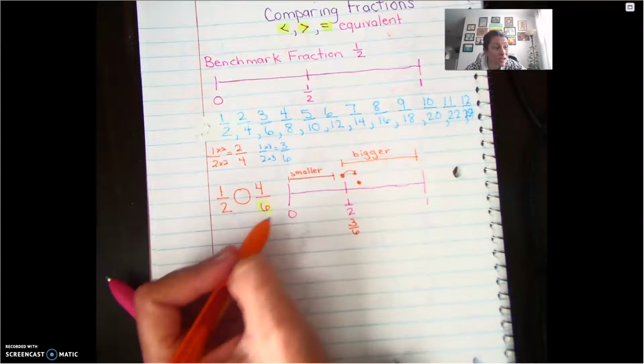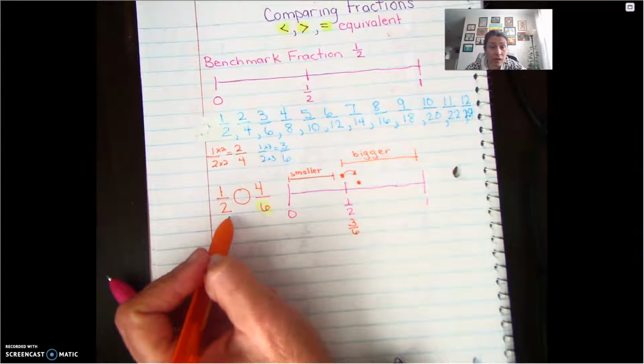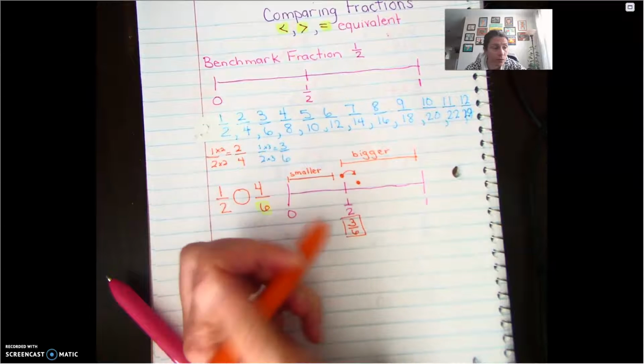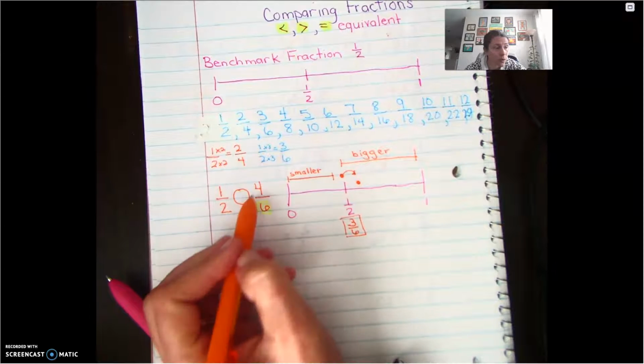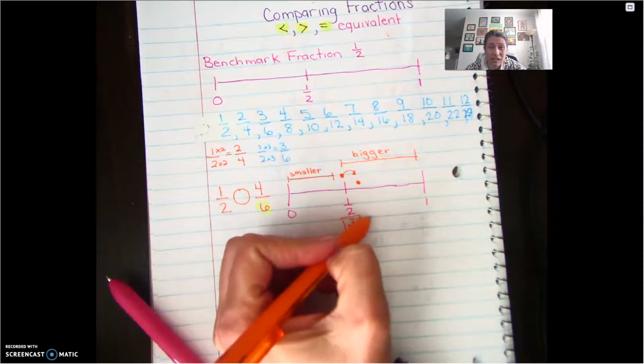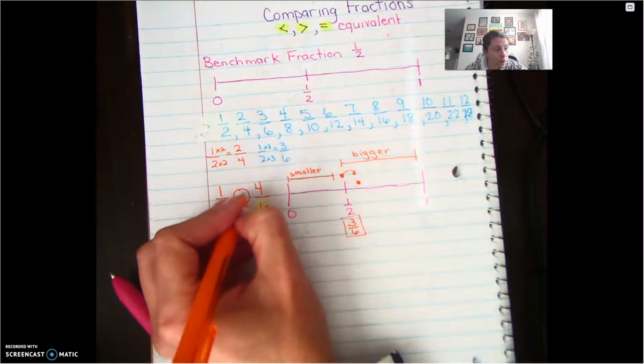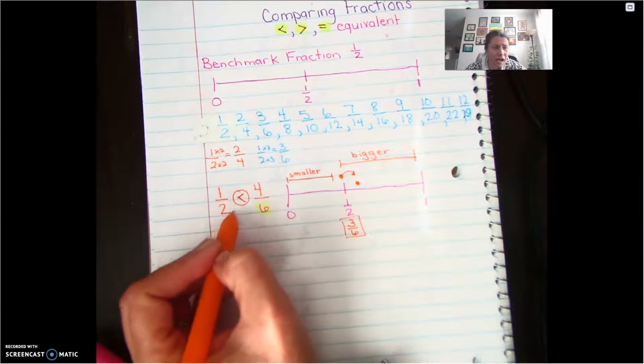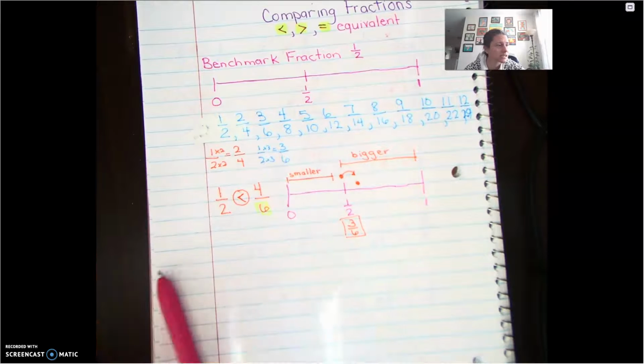So 4/6 is bigger than 1/2, and we found that by using our benchmark 1/2, which is 3/6. So 4/6 would be on this side of 3/6, and so the bigger one is 4/6. So 1/2 is less than 4/6.